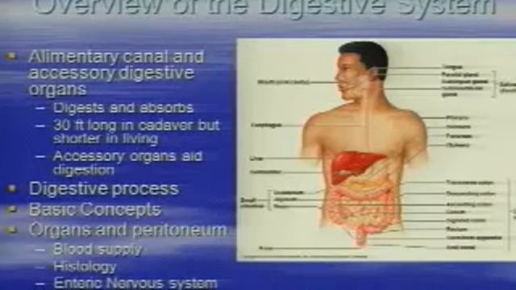I'm going to talk to you about the specific blood supply to all the abdominal organs, the histology, the cellular component and the tissue component, and the enteric nervous system. A kind of cool thing about the GI tract is it actually has a set of nerves inside of it that will make it function without any control from the brain. It's called the brain within the gut.